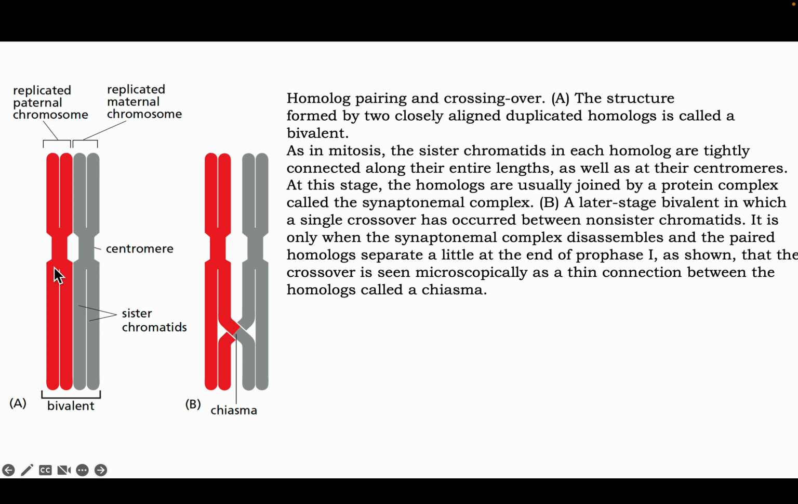The structure formed by two closely aligned duplicated homologs is called a bivalent. As in mitosis, the sister chromatids in each homolog are tightly connected along their entire length as well as their centromeres. At this stage, the homologs are usually joined by a protein complex called the synaptonemal complex. At a later stage, a bivalent in which a single crossover has occurred between the non-sister chromatids. It's only when the synaptonemal complex disassembles and the paired homologs separate a little at the end of prophase 1, as shown, that the crossover is seen microscopically at the very thin connection between the homologs, also called chiasma.